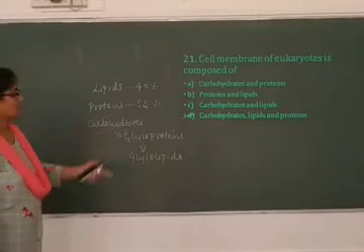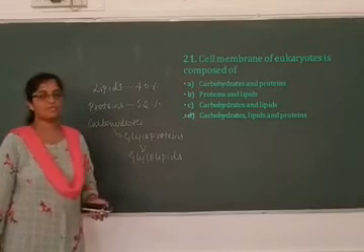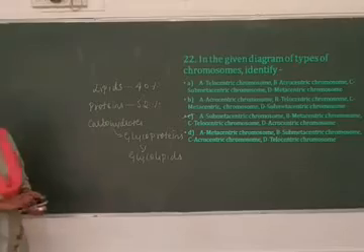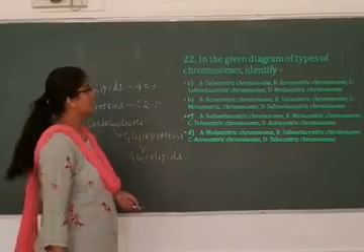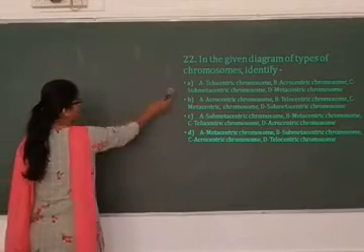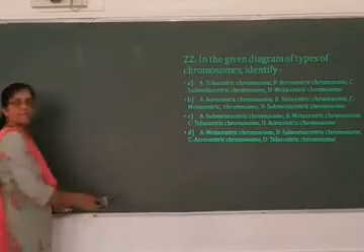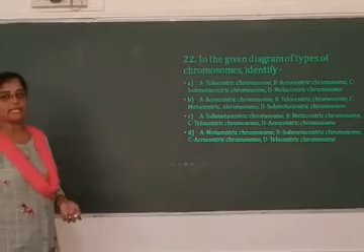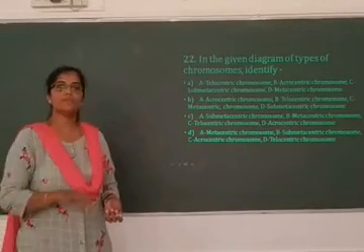So the carbohydrate, lipids and proteins are the right answer. Look at the next slide. In the given diagram of types of chromosome, identify the different types of chromosome is the question. The diagram has not come in the slide, so you can refer to your worksheet.